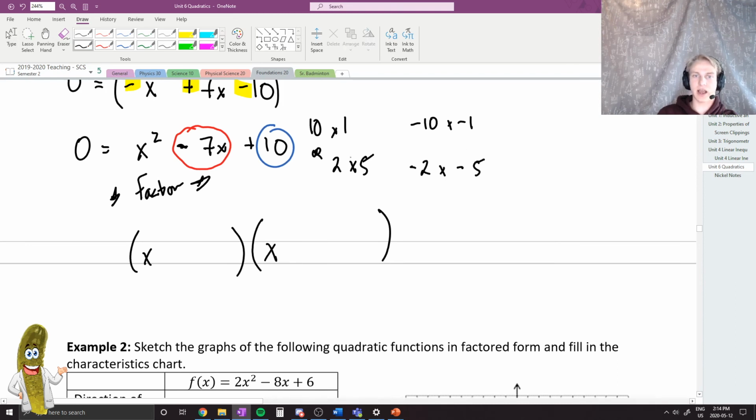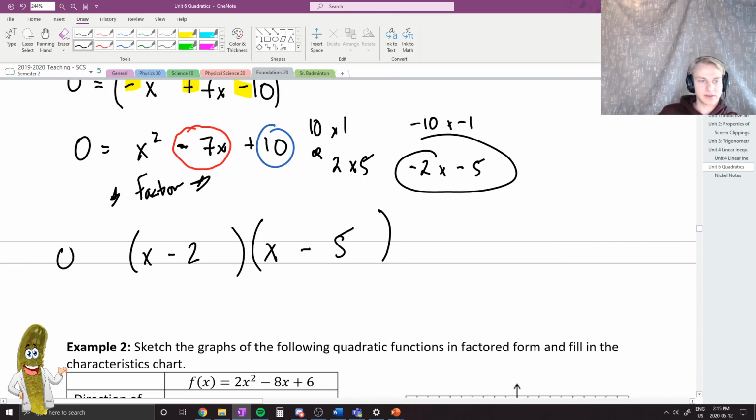And when I do this, I want to look at these numbers and figure out which one of them is going to add up to -7. 10 plus 1 is 11, 2 plus 5 is 7, -10 plus -1 is -11, -2 plus -5, oh, that's -7. So in fact, this becomes our winner. And so then what we need to do is x minus 2 and x minus 5, and that will give us the factored version of this above equation.